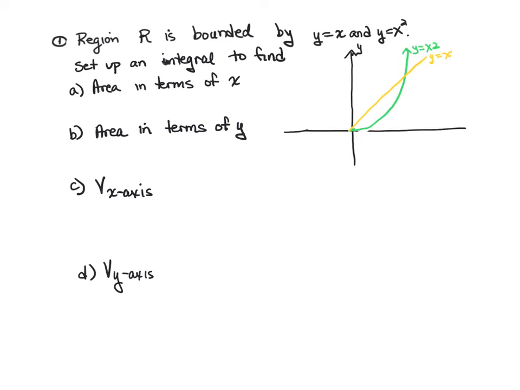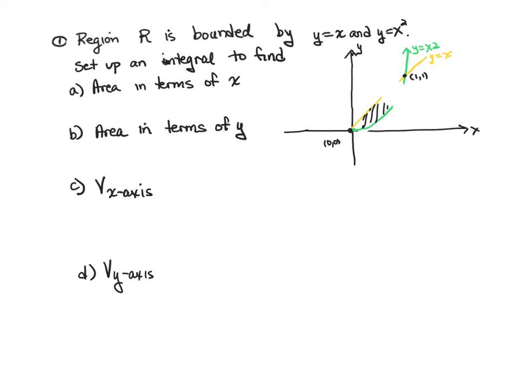So I sketched the parabola, it's exaggerated, and I sketched y equals x. Let's just label our axes here. And we know that the intersection points are 0, 0, and this one is 1, 1. I mean, that's easy enough to solve. Okay, now if we were to find the area of this region, and I'll just indicate where that is, bounded here, in terms of x, we must use a vertical rectangle.